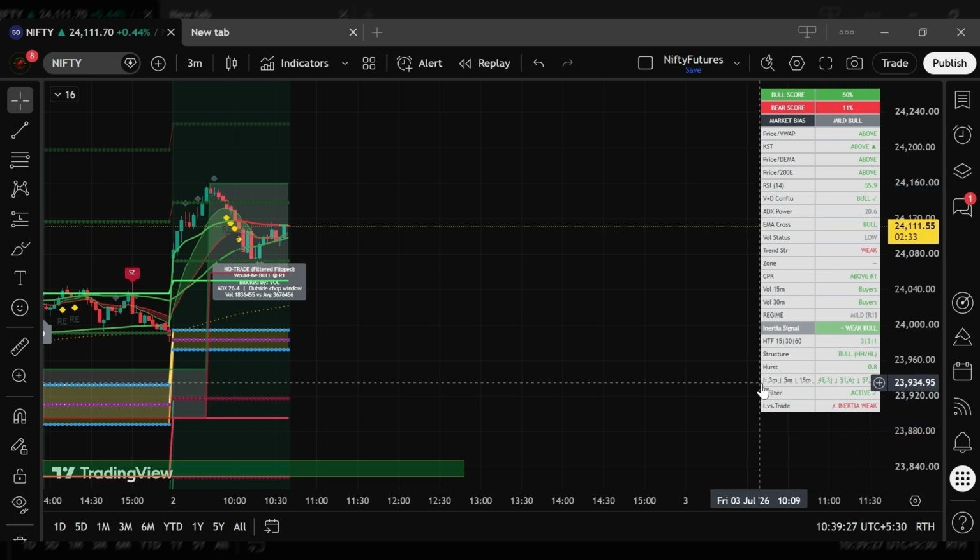Inertia is set for all three time frames: 3 minutes, 5 minutes, and 15 minutes. It's a combination of time frames, not just one. I always trade on a 3-minute chart, so I have 3 minutes, 5 minutes, and 15 minutes. So it's in positive territory. Anything above 45 and 50 is considered positive territory.